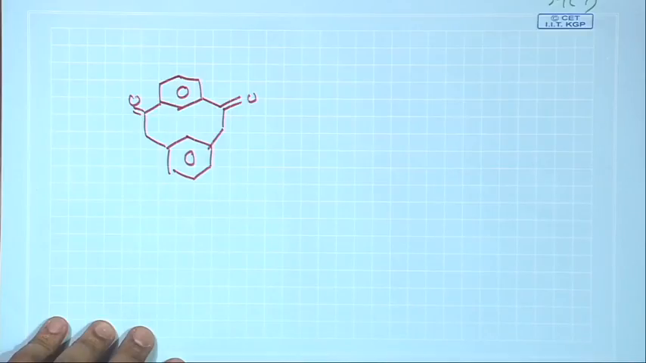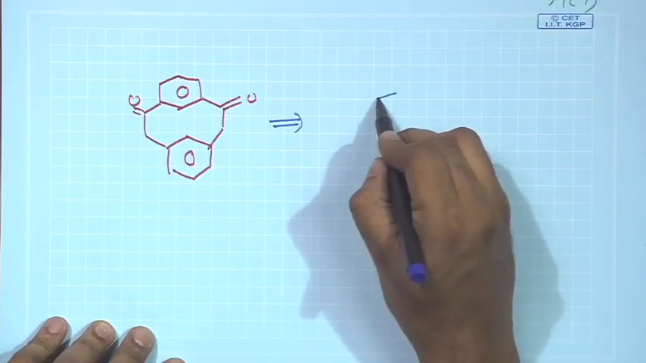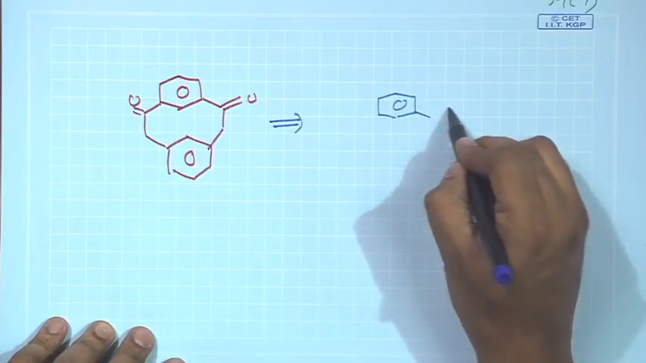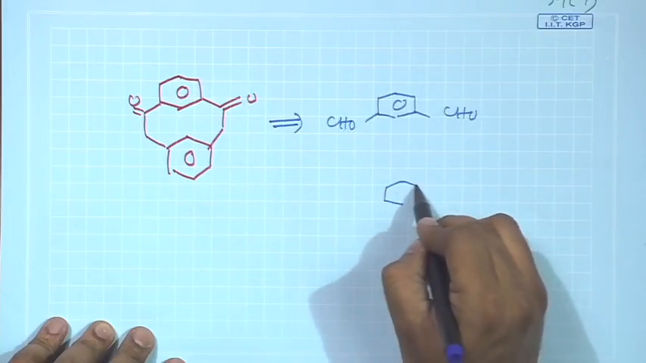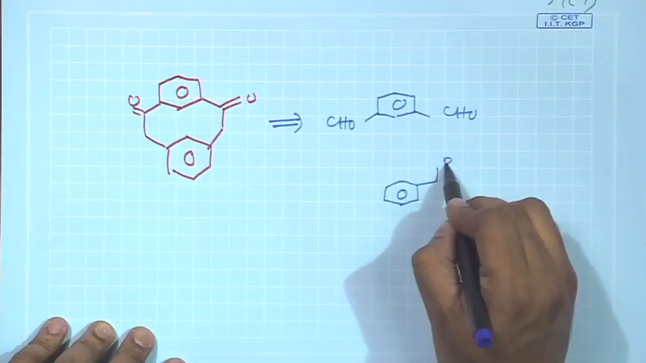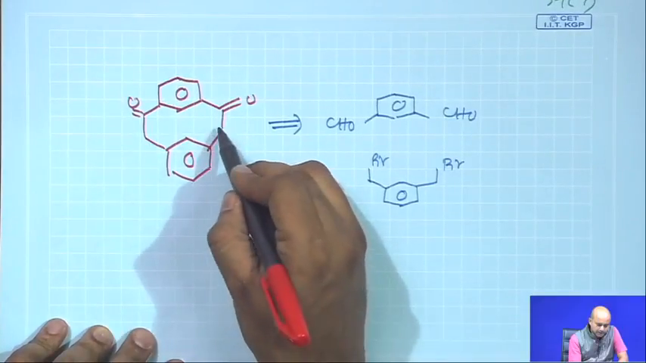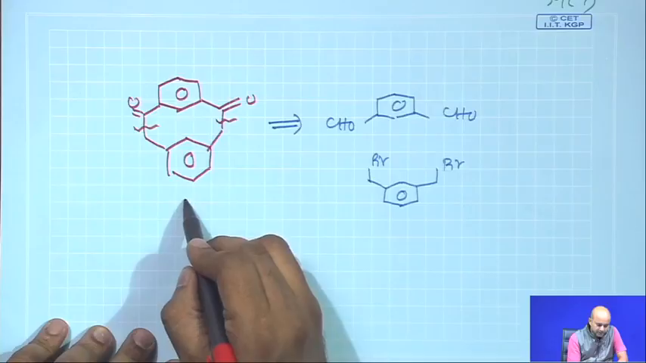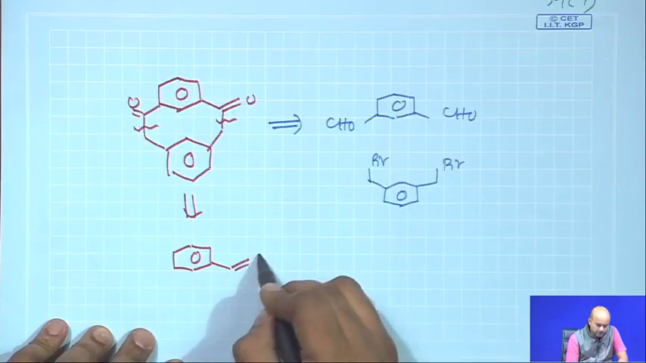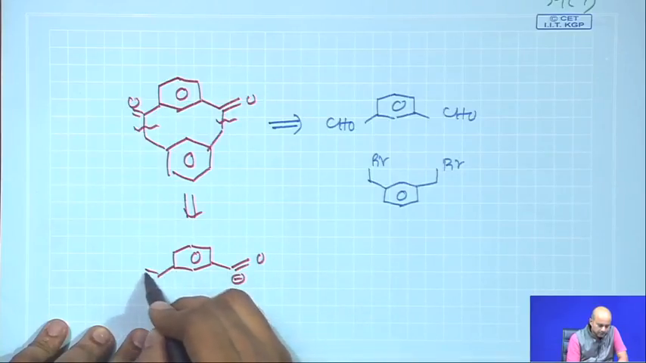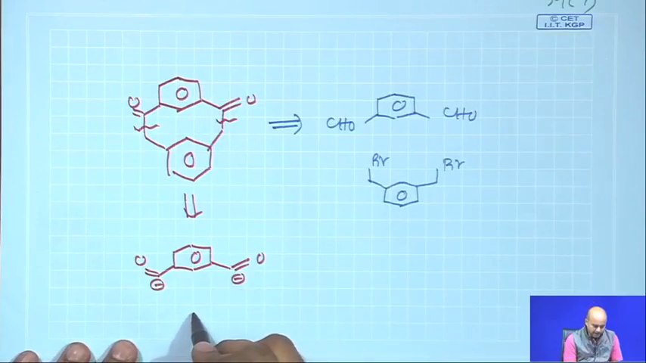So, how can you make this compound? Now, if you see, this compound can be easily made if you have this particular dialdehyde and this as an electrophile. So, what you need to do is cut here and visualize it as a CO minus. Now, this CO minus will be reacting with this.